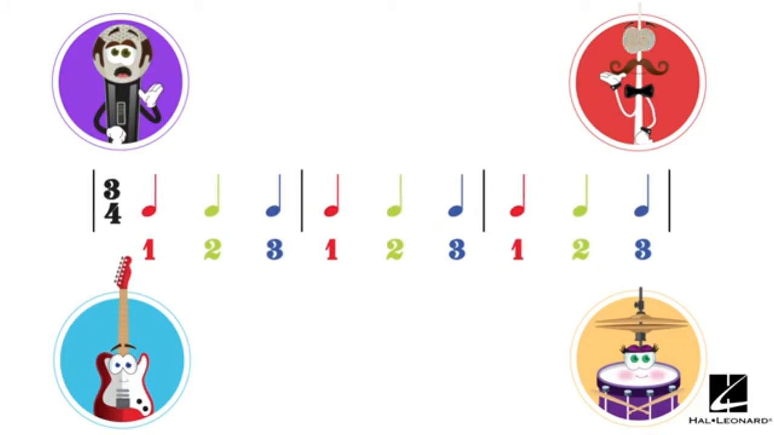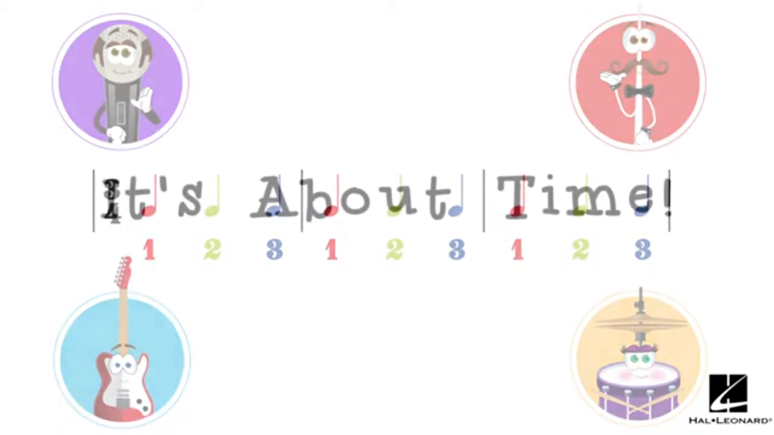So, if there is a 3 on top and a 4 on bottom, it means that a quarter note gets 1 beat, and you can put 3 of them in a measure. You would count like this. 1, 2, 3, 1, 2, 3. 1, 2, 3, 1, 2, 3, 1, 2. I feel like waltzing. I finally feel like I'm making progress with this team. Come on, everybody. Let's sing a song about time signatures.